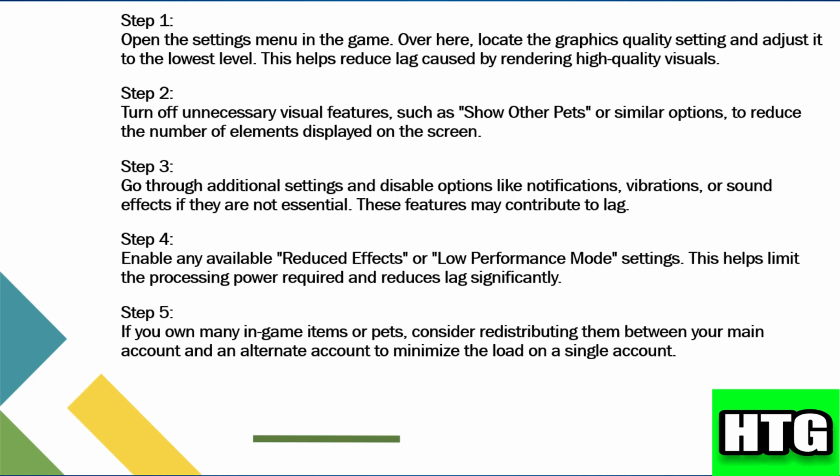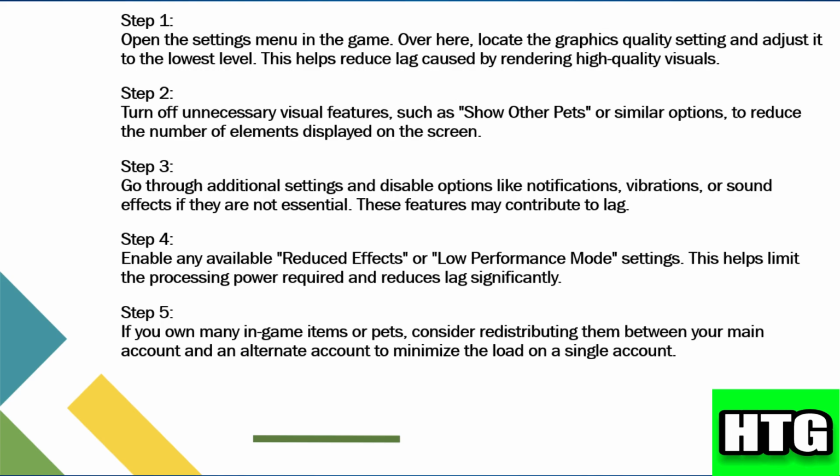Step 2. Turn off unnecessary visual features such as show other pets or similar options to reduce the number of elements displayed on the screen. Step 3. Go through additional settings and disable options like notifications, vibrations, or sound effects if they are not essential. These features may contribute to lag.